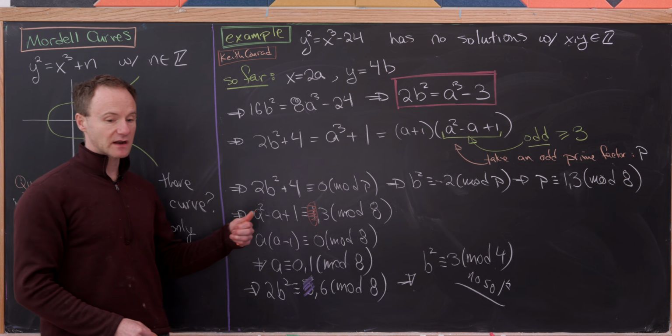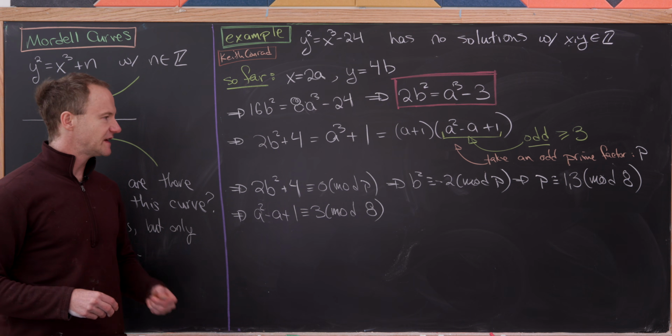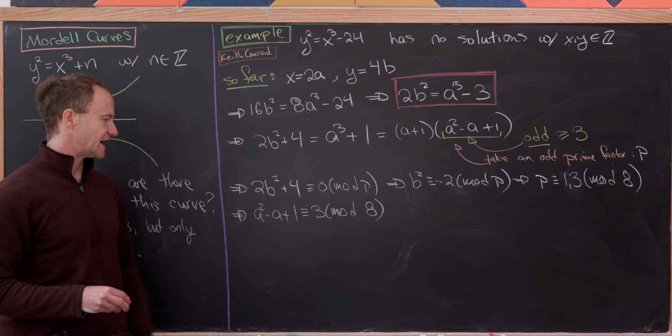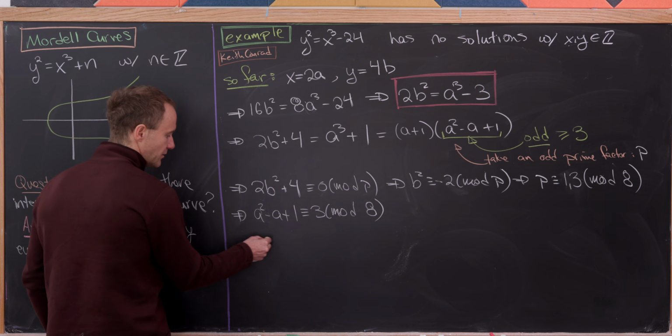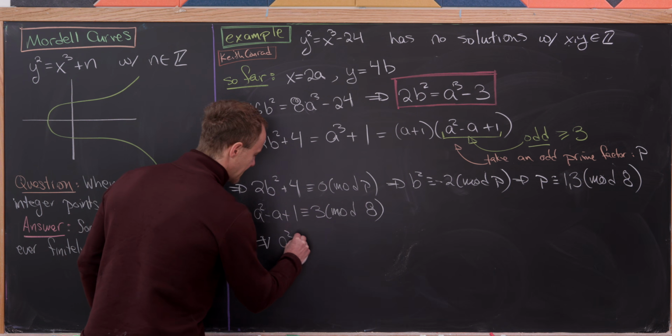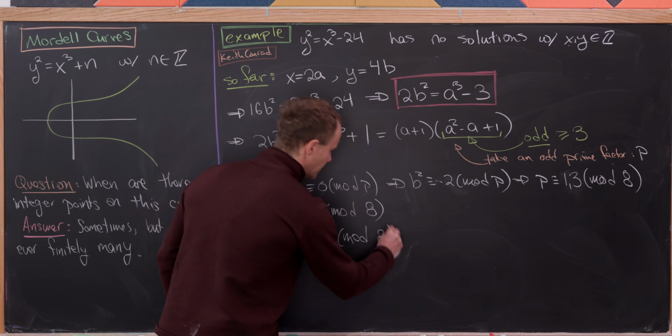And that means we really need to look at the case when that is 3 mod 8. So let's do that. Okay, so we got everything down to this last remaining case where a squared minus a plus 1 was congruent to 3 mod 8. But now let's observe that that means that a squared minus a is congruent to 2 modulo 8.